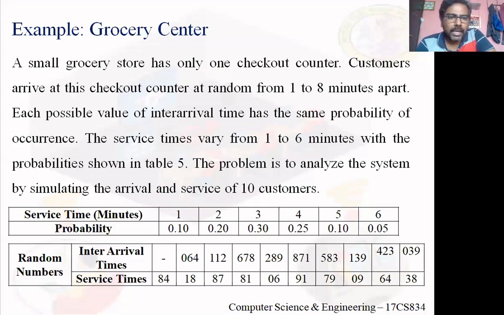Customers arrive at this checkout counter at random from 1 to 8 minutes apart. See here, customers arrive at the billing counter at random from 1 to 8 minutes apart. It means at the billing section, customers will arrive with the trolley. What it tells here is that the time between consecutive arrivals of customers at checkout will be in the range 1 to 8 minutes. I repeat, the time between consecutive arrivals of customers with their trolley at the billing section will be in the range 1 to 8 minutes.